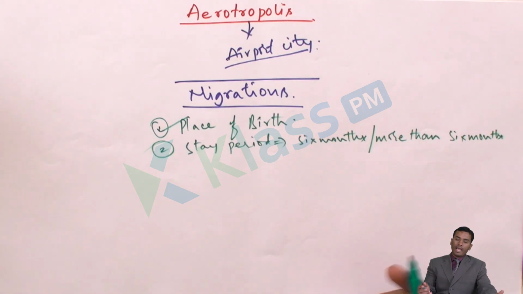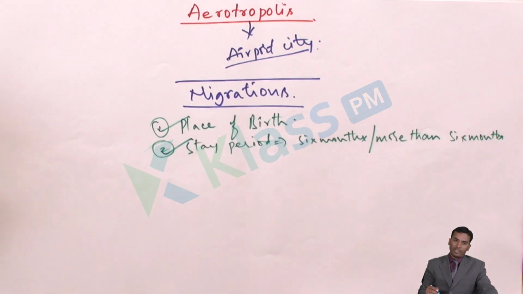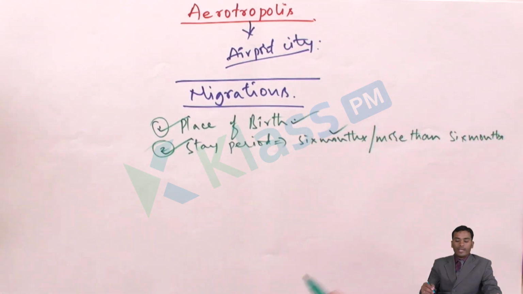That means, for example, I have been born in my hometown. My place of birth is that one, but I am staying in Hyderabad. So if we check according to the census or the calculations, then I am a migrant. The second thing is stay period. Say I have been staying here more than 2 years. That means I have migrated from some other place, so I will be considered a migrant. So the first thing is place of birth, and the second is stay period, that means 6 months or more than 6 months.